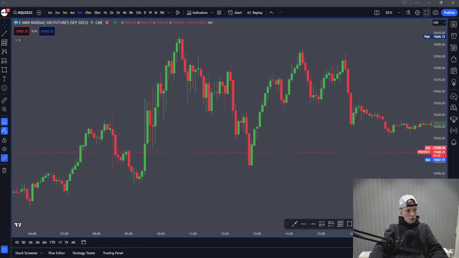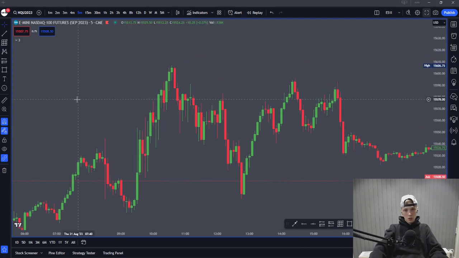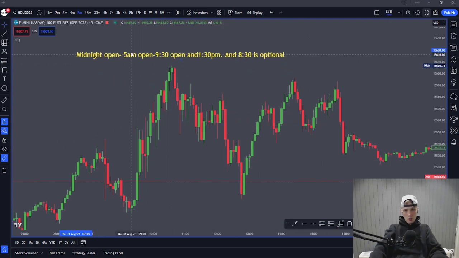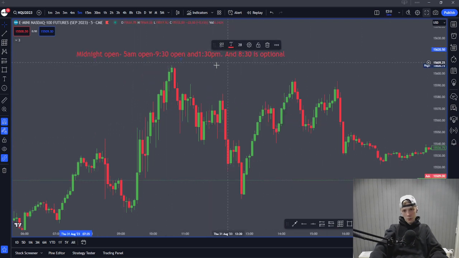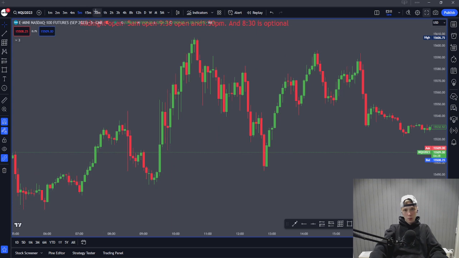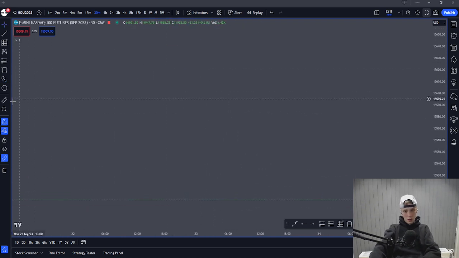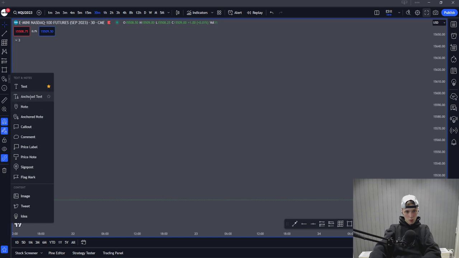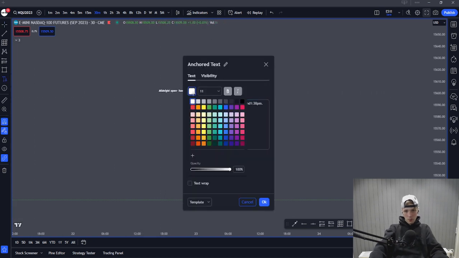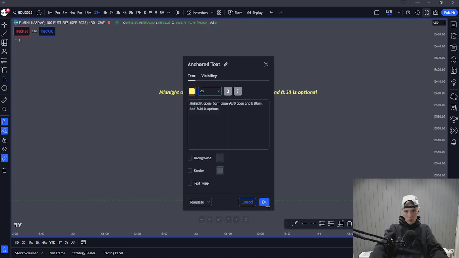But here are times to mark out. These are times that I mark out every single session, right? We have midnight open. I'll mark these out with you. I'm gonna do an anchor note actually. Anchor note. Oh, this is not an anchor note. Anchor text, right? Do this. We'll make it yellow. Make it bigger.